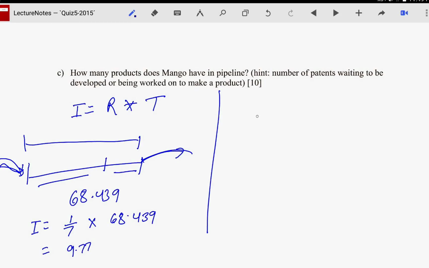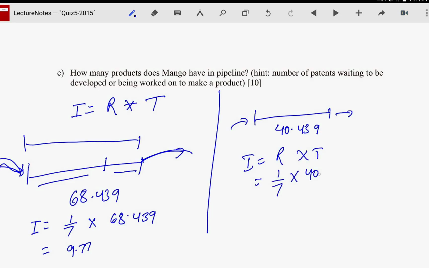You could have done it a slightly different way. You could have thought of the queue as the system. Then the time to traverse the queue is only 40.439. How many items are in this queue? Inventory is R times T. Again, everything is the same. It's flowing at the rate of 1/7 times 40.439, so that's how much is in the queue.